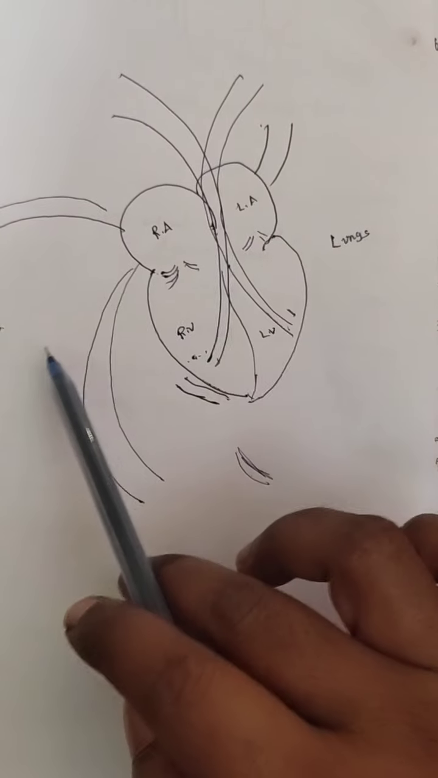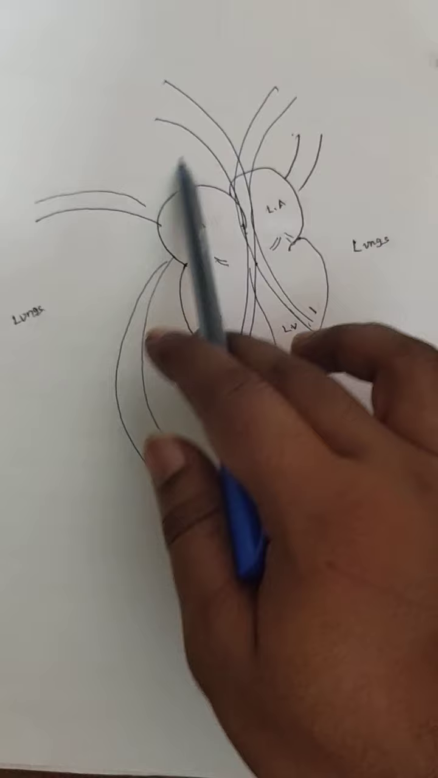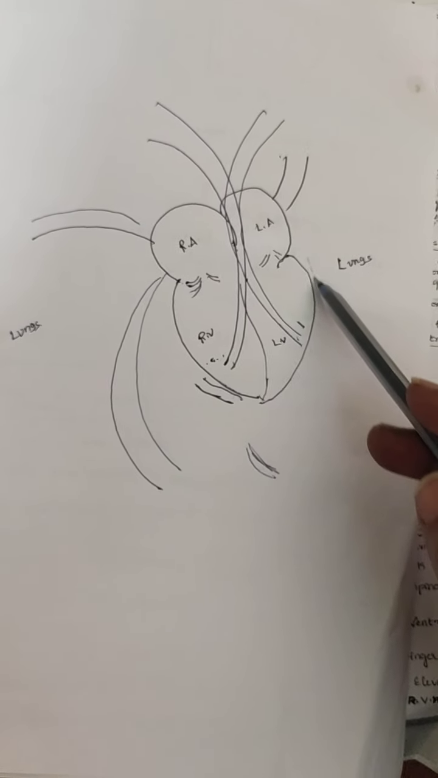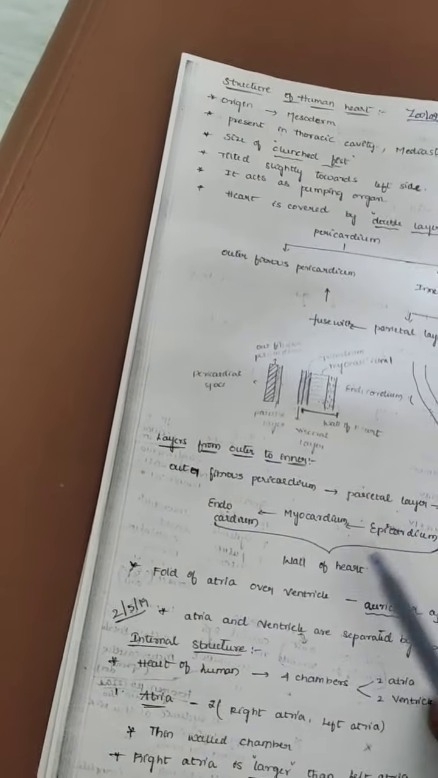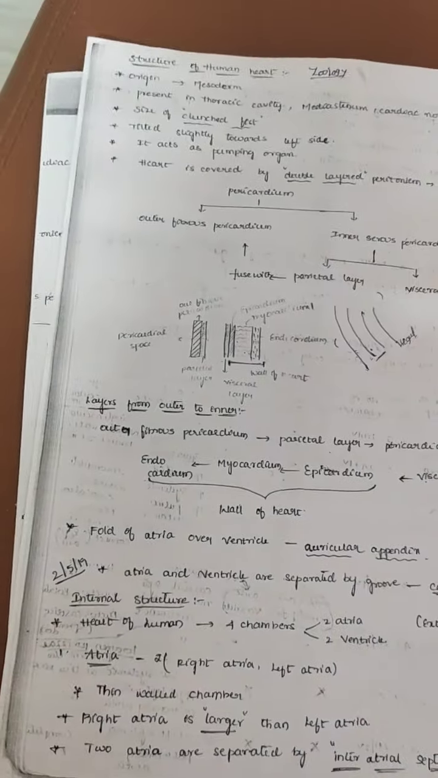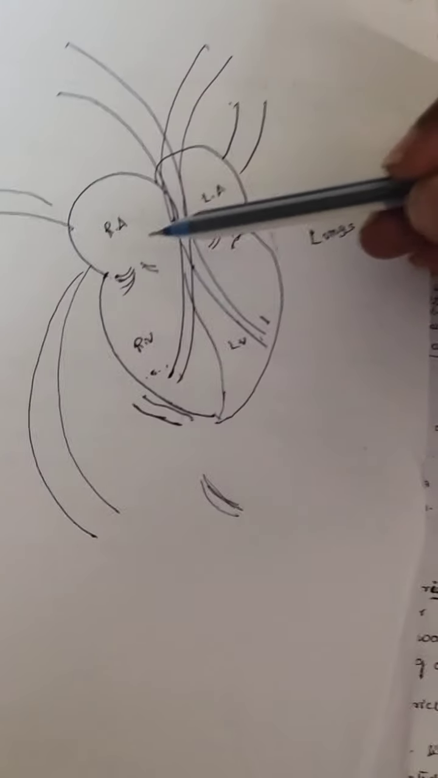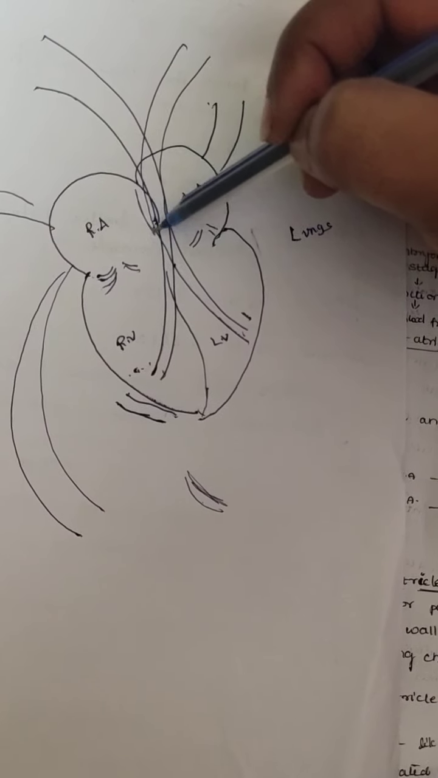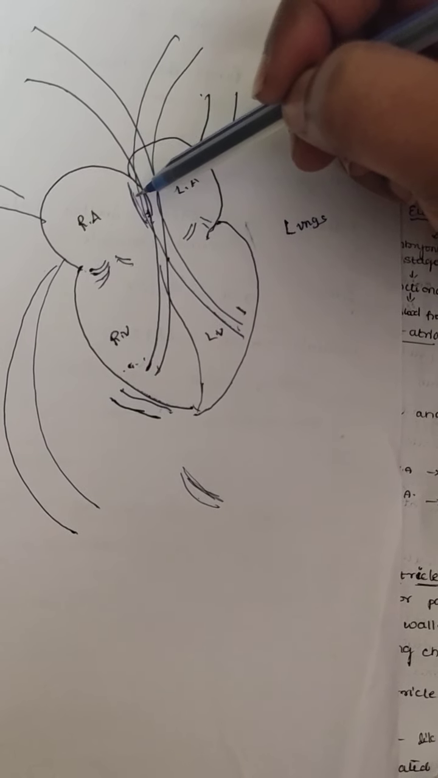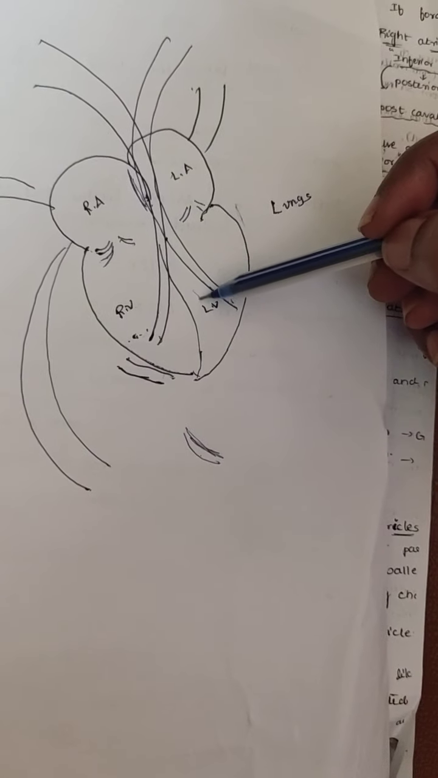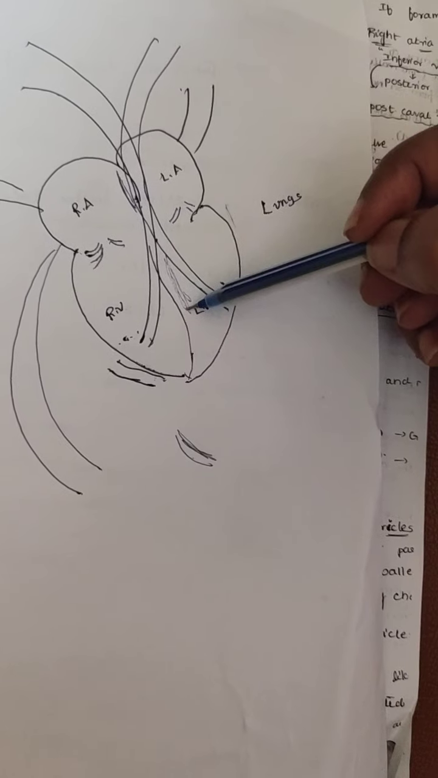Here we have the lungs, and this space is called the mediastinum. On the left side there is a notch, and that notch is called the cardiac notch. Now these two atria are separated by a septum, which is called the interatrial septum. The right ventricle and left ventricle are separated by a septum, which is called the interventricular septum.